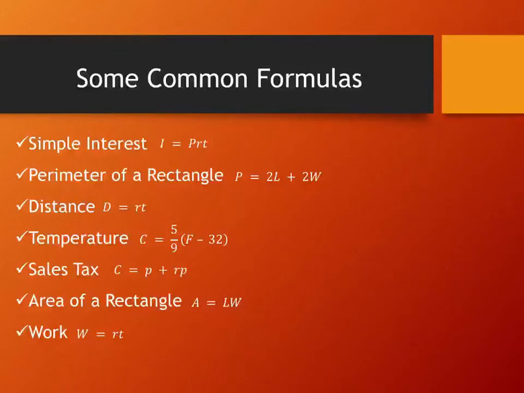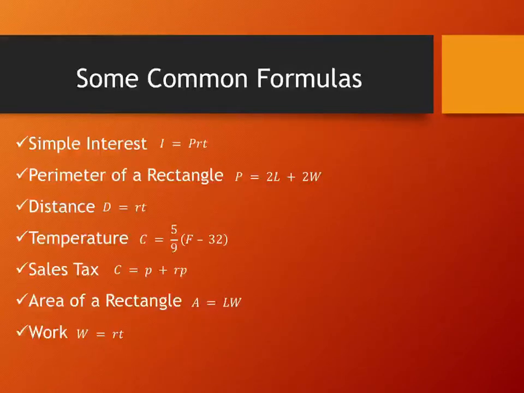Temperature, right, converting between Celsius and Fahrenheit. You don't really need two formulas. There are two formulas, one written as Celsius equals, the other one written as Fahrenheit equals. But as long as you have one of them, you can always solve for the other variable. So temperature is that one given in Celsius.